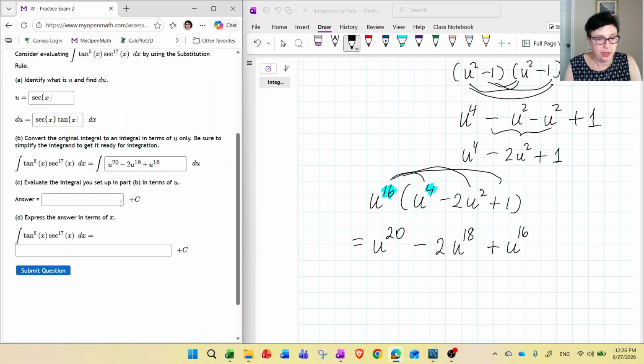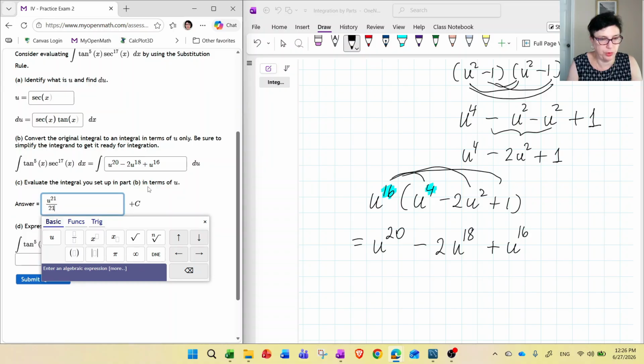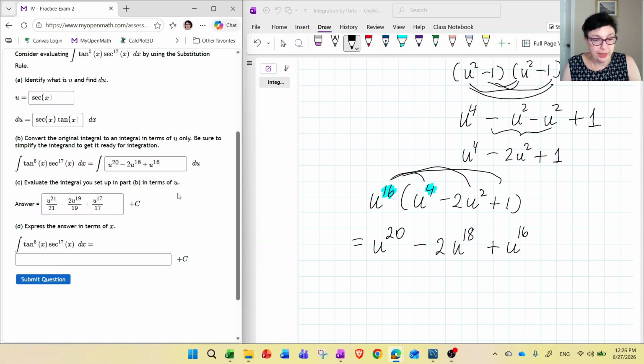All right, then we're going to just go ahead and integrate each one. And that's just a regular power rule, so that's not hard. We're going to get power 21, power 19, power 17. Wow. All right. So are we done?